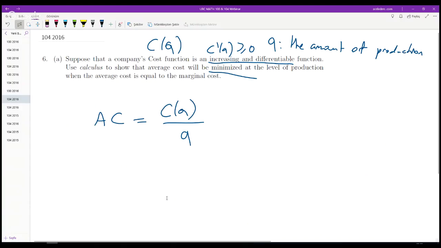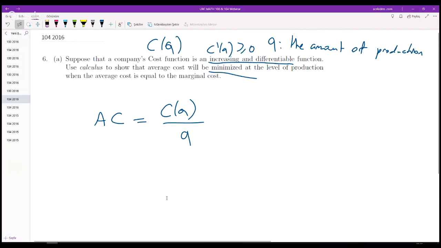Okay, I don't know whether it is increasing the production or not. I don't know about that, right? So maybe it's increasing production or maybe it's decreasing. So how can I find the minimum point? The answer is very simple.